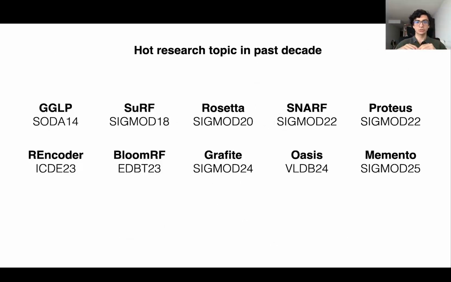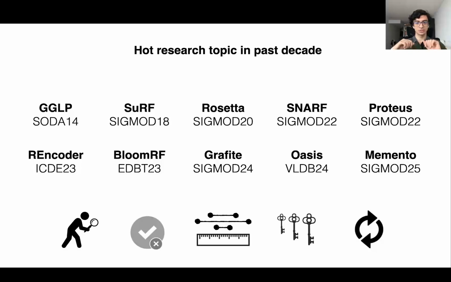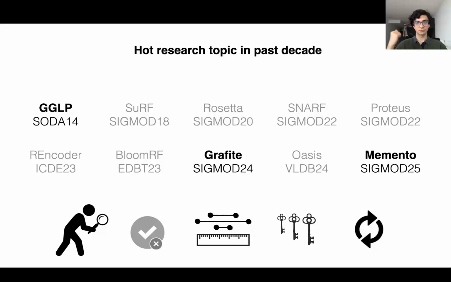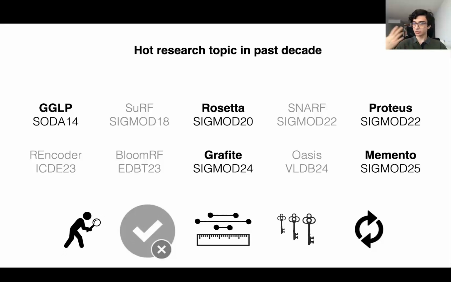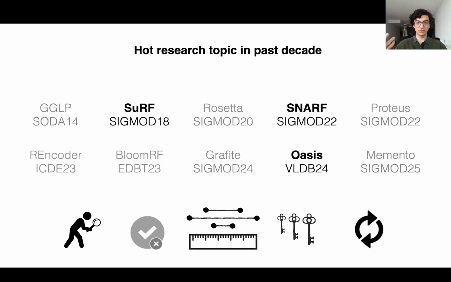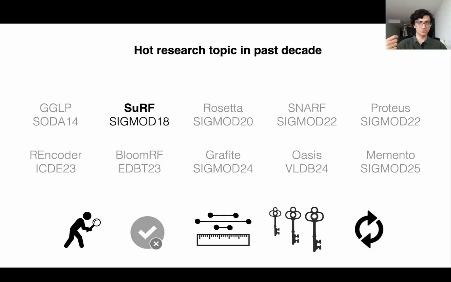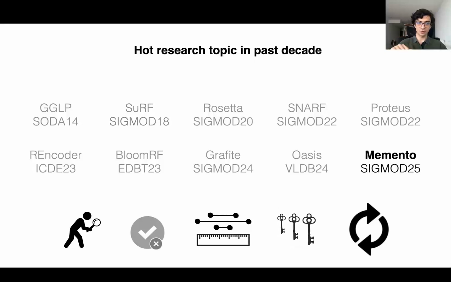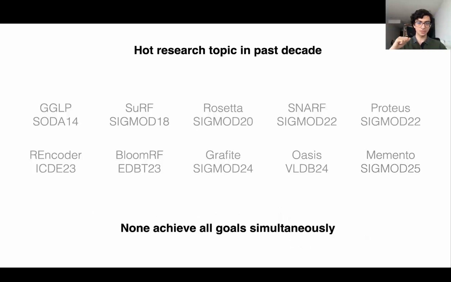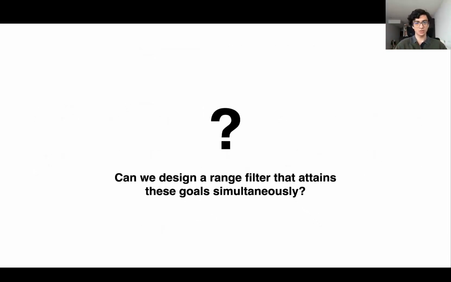Range filtering has been a hot research topic in the past decade, garnering interest from both the theory community and the practical community. But if we look at these papers and consider those 5 goals that we talked about, we see that only 3 of these approaches support fast queries, only 5 give you some sort of a false positive rate guarantee, only 3 support variable length queries, only 1 supports variable length keys, and only 1 is dynamic. That is to say that none of these filters attain all of those goals simultaneously. So a natural question is, can we design a range filter that attains these goals simultaneously? The unfortunate reality though is that this is impossible.